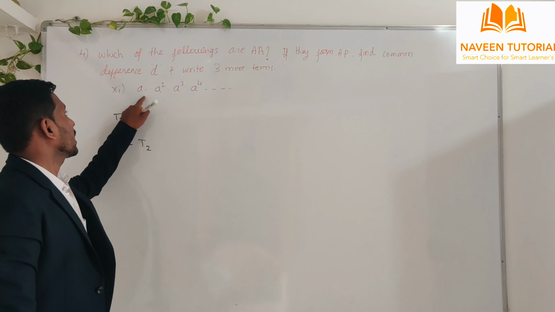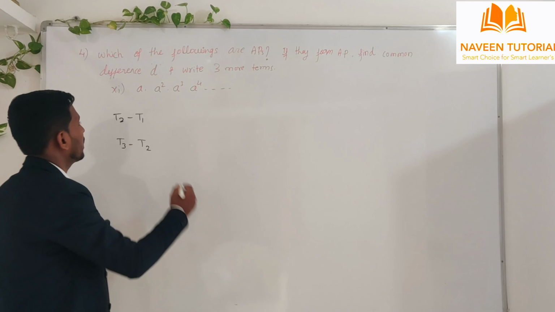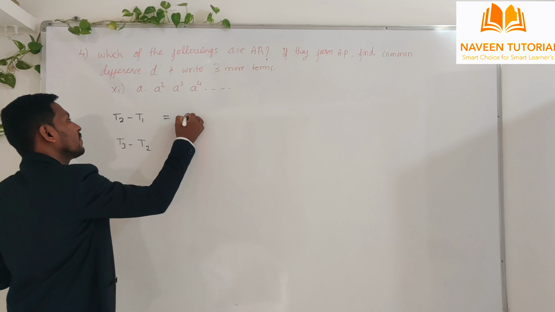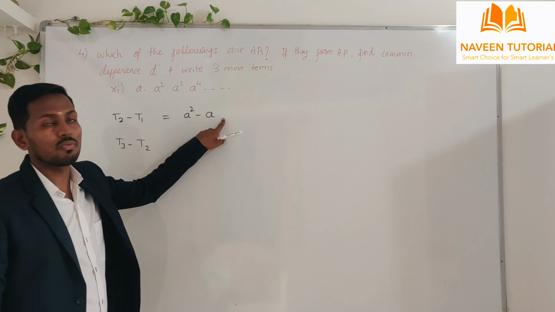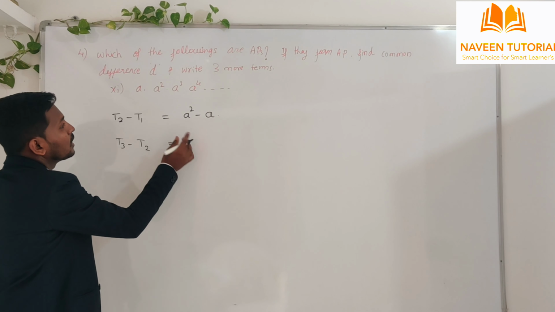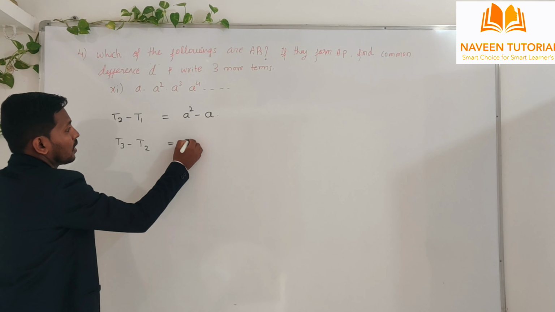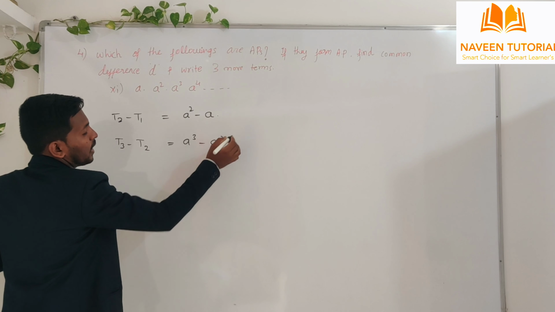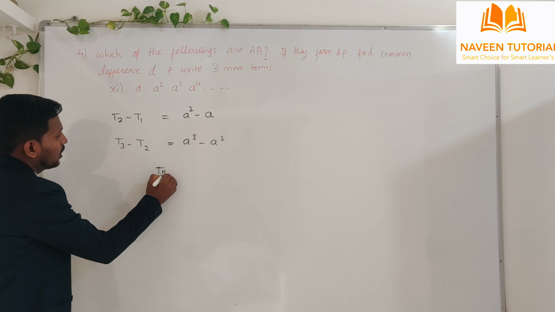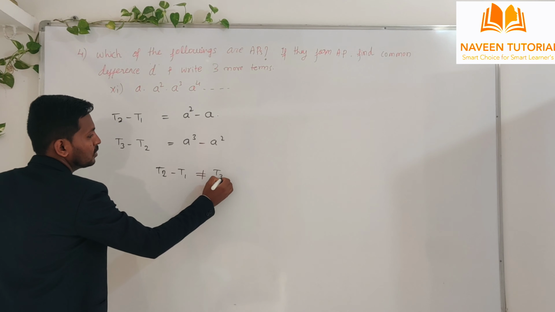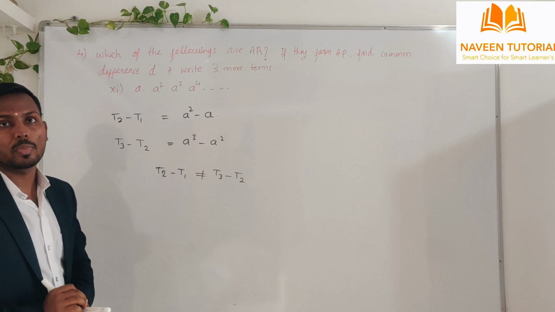Here 11th question: a, a square, a cube, a raised to 4, up to so on. First you have to find T2 minus T1. Here the T2 minus T1 value is a square minus a. It is already simplified, no further step for the simplification. And here T3 minus T2, that is a cube minus a square. So T2 minus T1 is not equal to T3 minus T2. Hence the given situation does not form an AP.